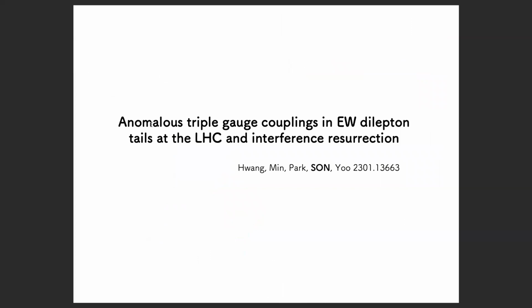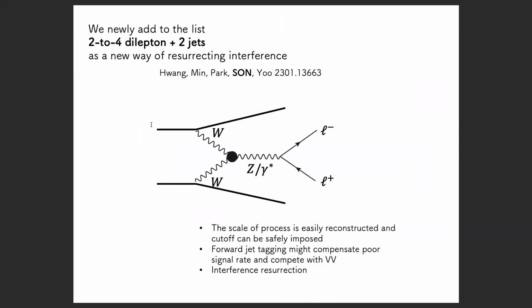So far I talked about only diboson. So now I want to switch to the dilepton process from the dilepton fusion. Okay. As I mentioned, the diboson process has the issue of this interference thing. So we are thinking of another way of recovering the interference, relying on some differential distribution of the angle. So we thought maybe this is the one.